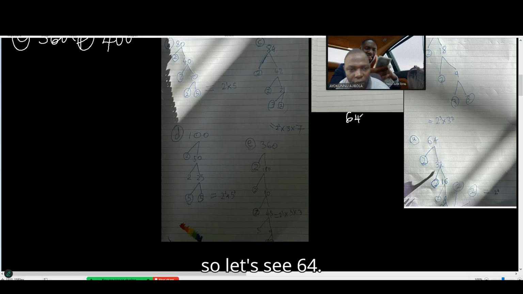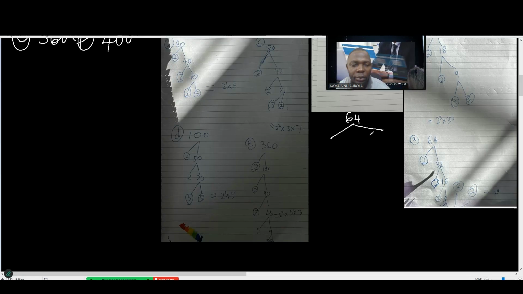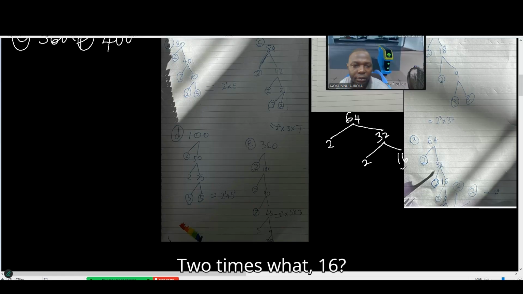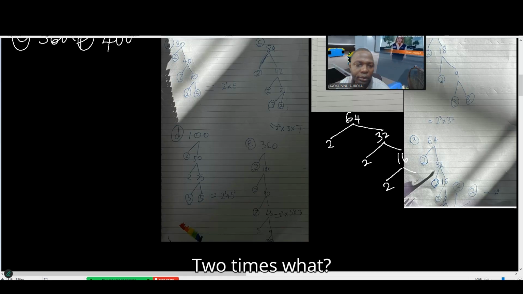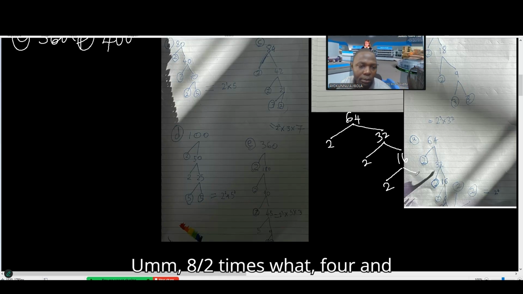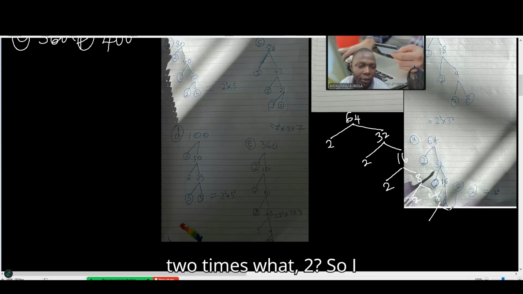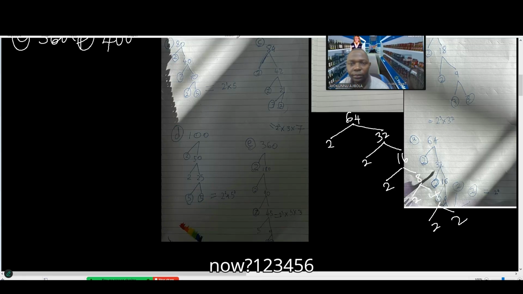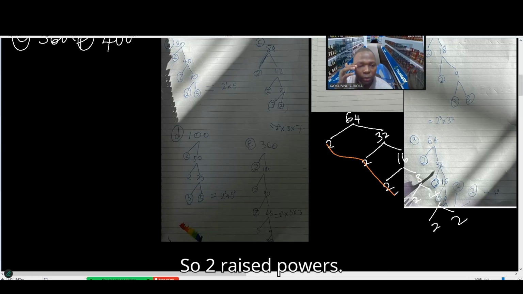So let's see. 64. 2 times what? 32. 2 times what? 16. 2 times what? 8. 2 times what? 4. And 2 times what? 2. So how many 2's can you see there now? 1, 2, 3, 4, 5, 6. So 2 raised to the power what?